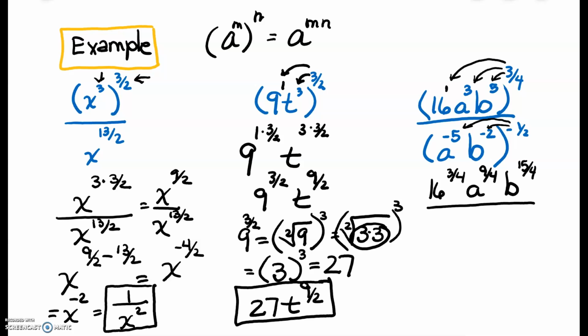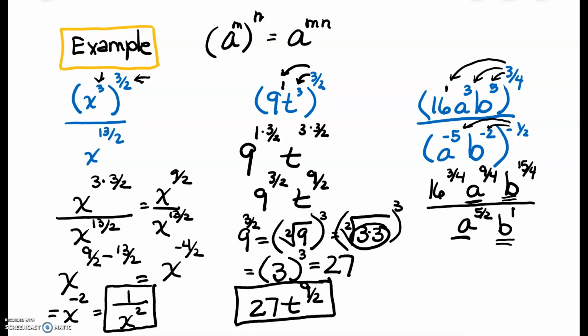And now I'm going to work on my denominator. I'm going to multiply negative 5 times negative 1/2 to get a positive 5/2. And then I'm going to multiply b raised to the negative 2. So negative 2 times negative 1/2 is a positive 2/2 or a positive 1. So I have a couple of things that I have to do. I notice I have variables that have the same base, both in my numerator and denominator. And then I also have a number being raised to an exponent.